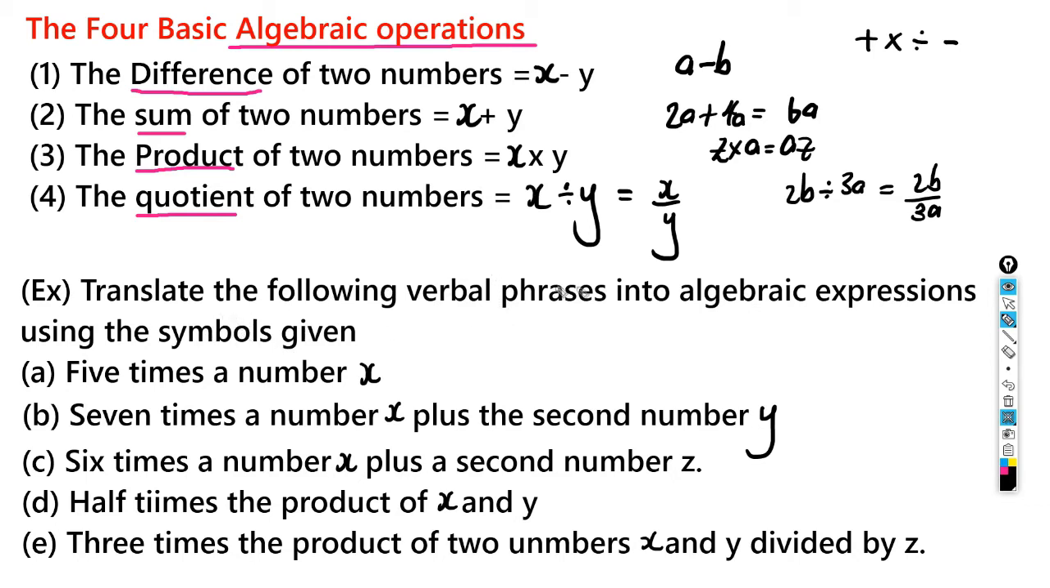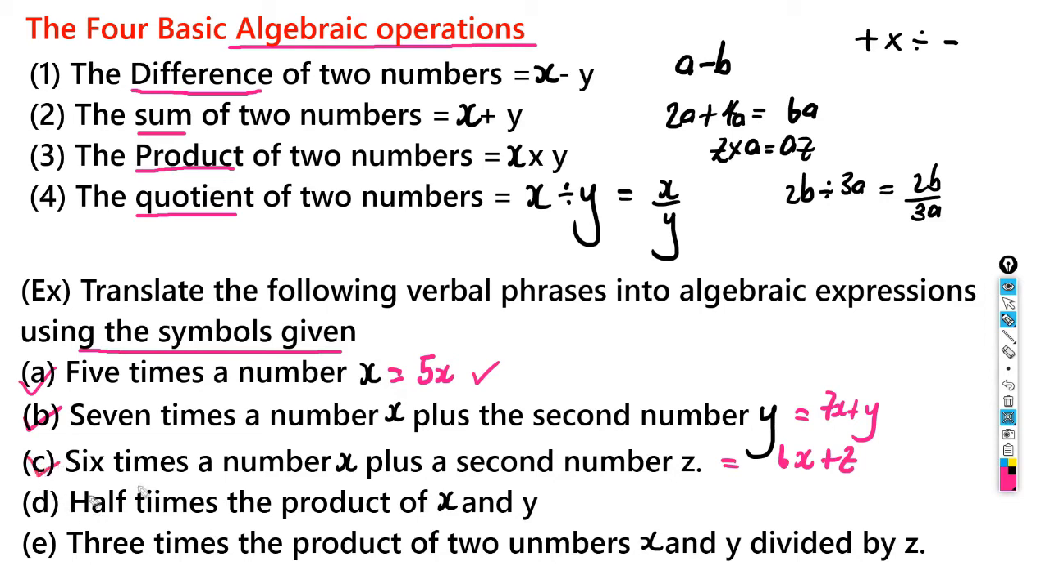Down here it says translate the following verbal phrases into algebraic expressions using the symbols given. The first one says 5 times a number x. So clearly the answer for this one is going to be 5x. Easy. Then the next one says 7 times a number x plus a second number y. So this would be 7x plus y. Then the next one says 6 times a number x plus a second number z, which is equal to 6x plus z.